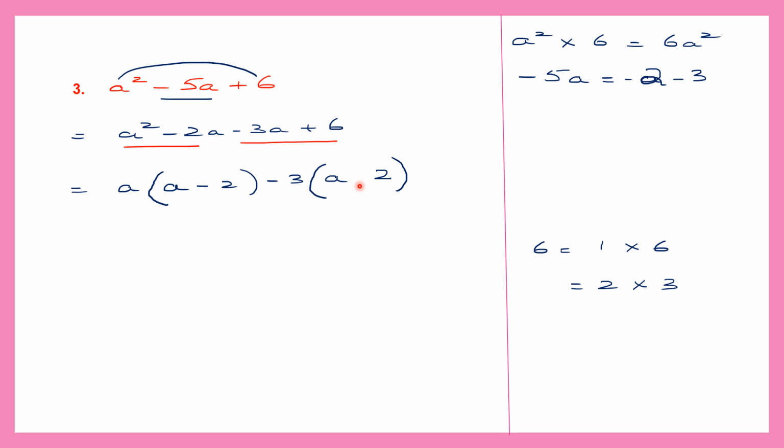What sign will I put here so that when I multiply, I get a plus sign? If I put a minus sign here, then when I multiply minus 3 into minus 2, I will get plus 6. So this is correct. And we have the same thing here also. So our first factor is a minus 2 and the other one is a minus 3. So this is our answer.